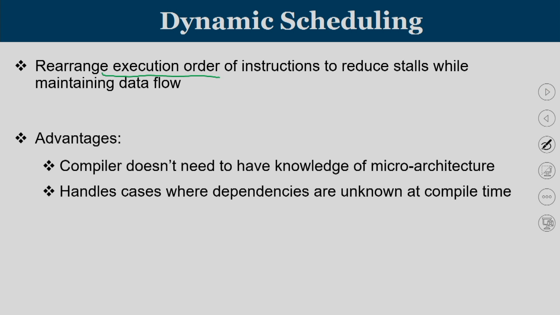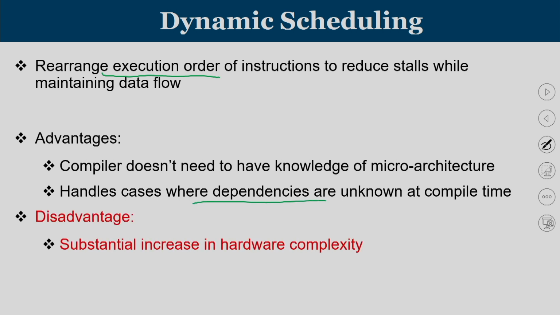The advantage is that the compiler need not have knowledge about the microarchitecture, so the architecture company should not reveal its internals to a compiler company, and the hardware handles all the cases of dependency at the proper time. Now the disadvantage is that the hardware is going to become complex. Your hardware needs to have intelligence to detect dependencies, resolve them, take care of operand forwarding, control hazards, and structural hazards.